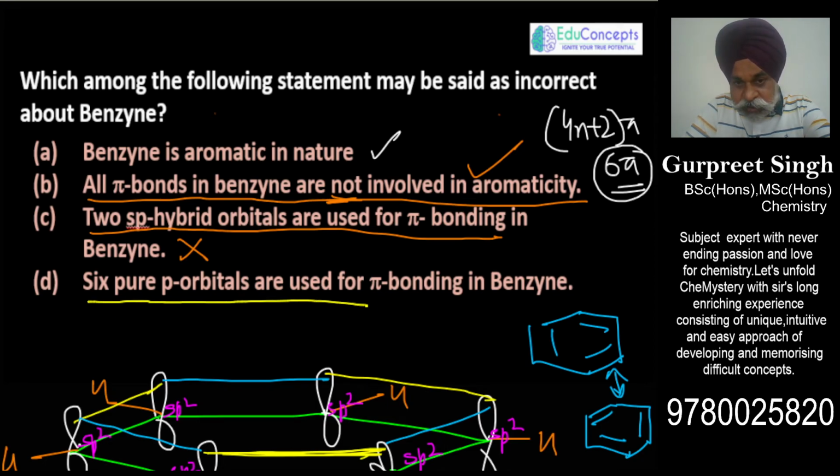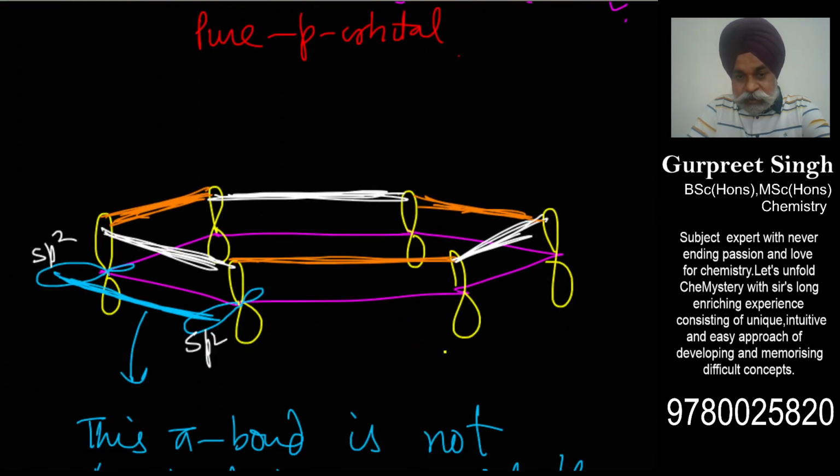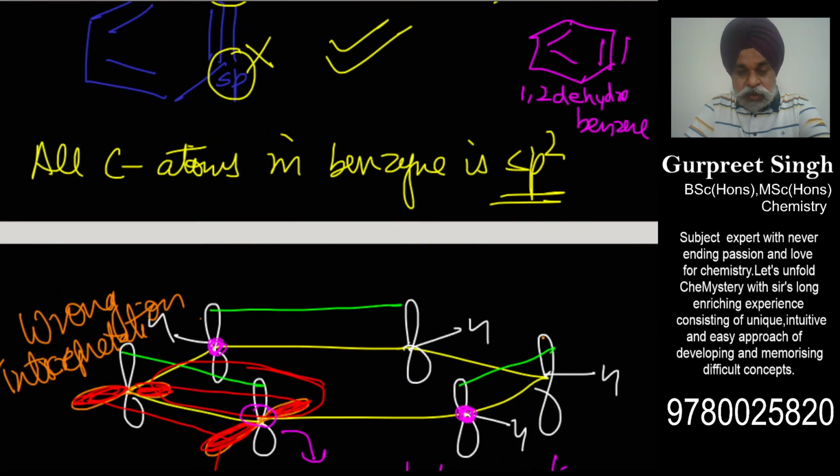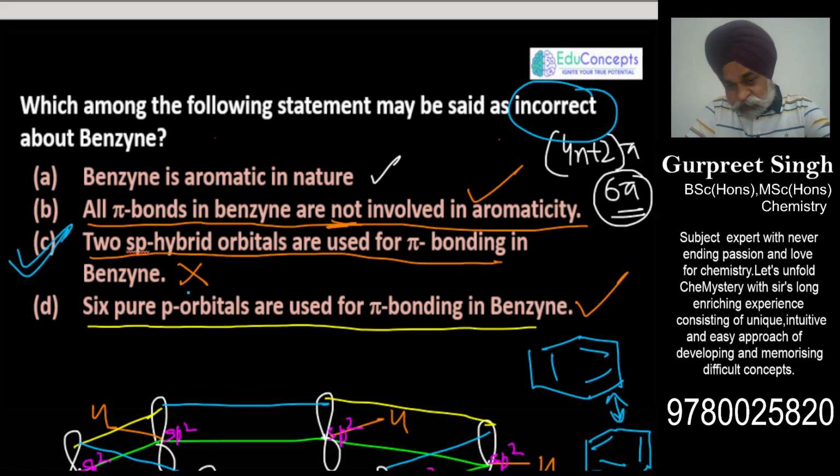Six pure p orbitals are used for pi bonding. That is perfectly right. These are the 6 p orbitals which are perfectly used here. All of these are sp2, and each has one hydrogen. So here I will mark the hydrogens which are also there. This is what we come to as the conclusion. So it's a beautiful question. This also is a right statement, and we are looking for an incorrect statement, so this would be our right answer for a wrong option. That is what is being asked in the question.